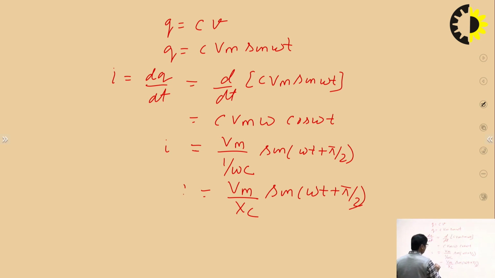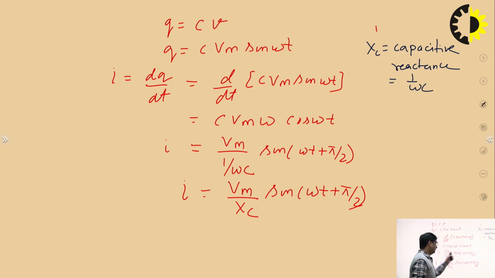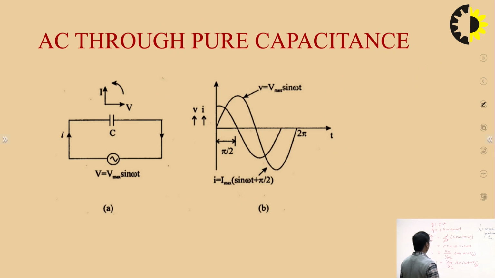So where Xc is called the capacitive reactance. Capacitive reactance Xc is equal to 1 upon omega C. Now this is the expression for the current, which shows that the current leads the voltage by 90 degrees, that is plus pi by 2.